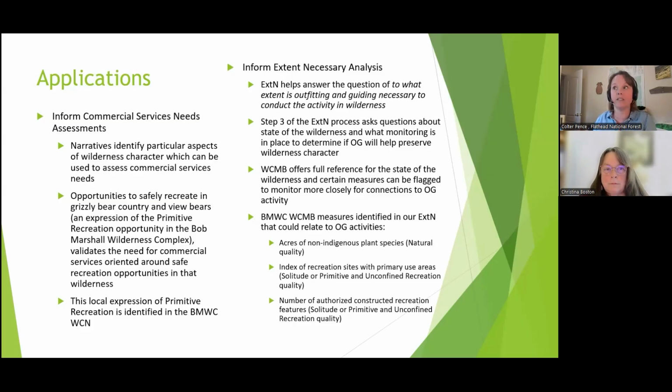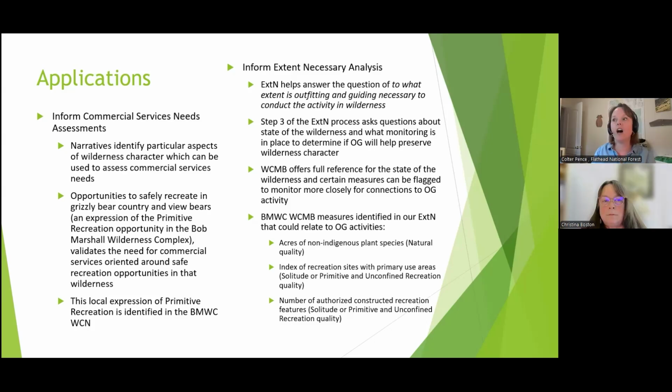For the Bob Marshall Wilderness Complex, a handful of the measures that we've selected we think could relate to outfitter or guide activity. The acres of non-indigenous plant species: many of our outfitters use stock, so they are potential entry points for invasive species. If we're seeing increases in acres of non-indigenous plant species that we could tie to outfitting and guiding, well, then that would be a negative effect of outfitting and guiding in wilderness. That's our monitoring concept.